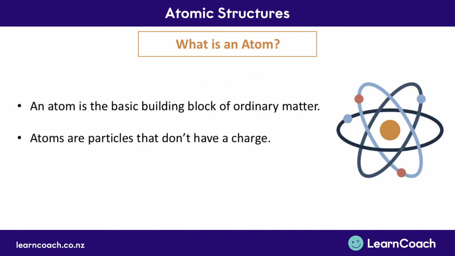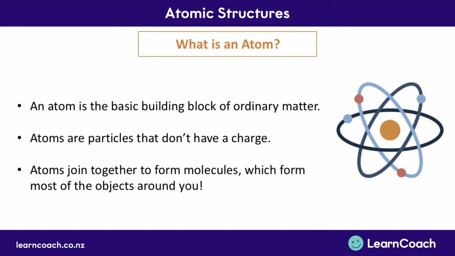So now that we know what a chemical element is, what is an atom? An atom is the basic building block or unit of ordinary matter. Everything that you see around you is made up of lots and lots of atoms. It's important that you know that atoms are particles that don't have a charge. This is something really important that you need to remember for later in this video when we compare atoms with ions. Atoms join together in order to form molecules, and these molecules make most of the objects that you can see around you.